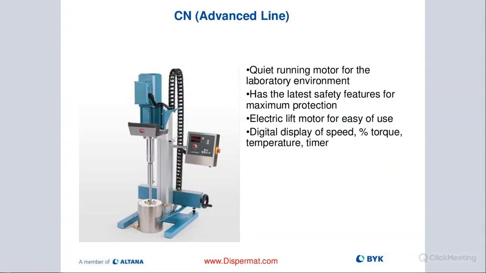The CN line is our middle of the road line, really nice for its size. We can go from lab all the way up to a large pilot, up to 150 liters. Has also the same safety features that I explained earlier on this model, as well as the smaller models. The safety features are always present. On this machine, we can show the speed, the percentage of torque, temperature, as well as a timer function. And you also can set that H1 and H2 setting, what I talked about earlier, electronically on the display. So you don't have to do it mechanically.